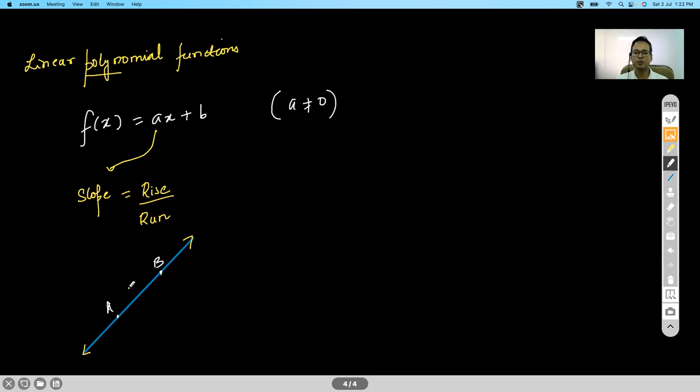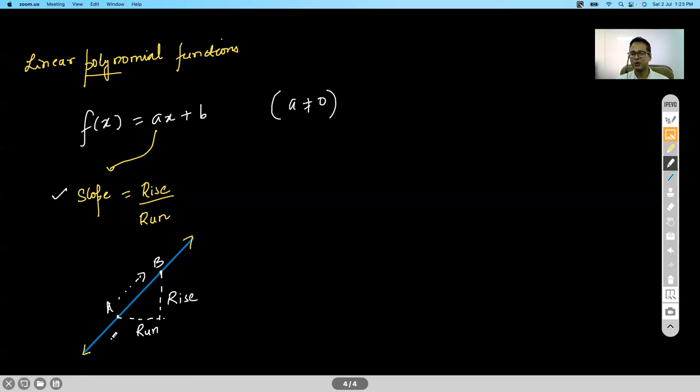Let's say if you're moving from A to B direction. Okay. So this is called the run and this is called the rise. Please note, rise and run could be negative quantities also. For example, if you're going from B to A, rise will be negative because you're actually going down. So the ratio of these two quantities is what we call the slope.